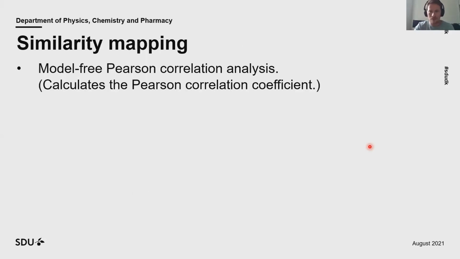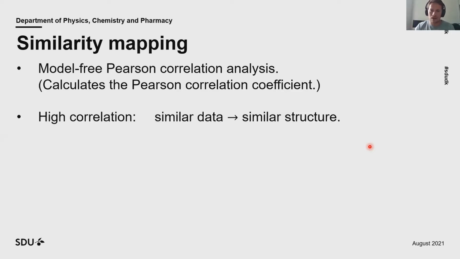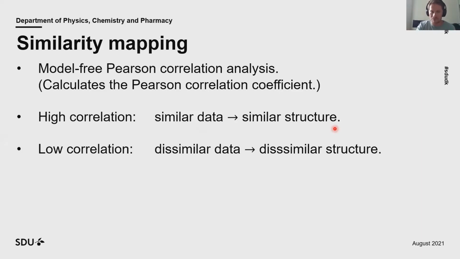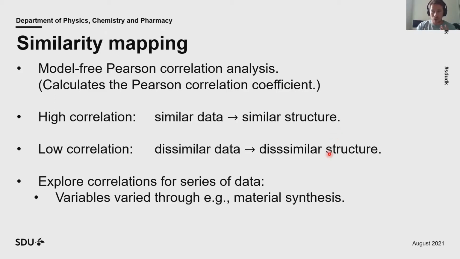So similarity mapping is a model-free method where we conduct a Pearson correlation analysis. That means for a set of PDFs, for each pair of PDFs, we calculate the Pearson correlation coefficient. And here, high correlation means the two PDFs are similar, which we interpret as that they represent similar structures. Then if we have low correlation, it means the PDFs are dissimilar, which we interpret as dissimilar structures.